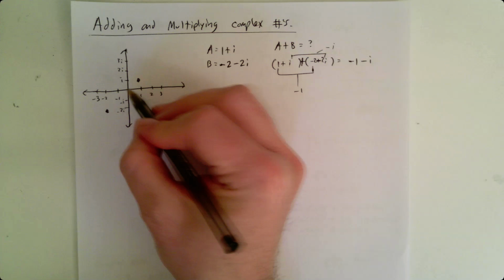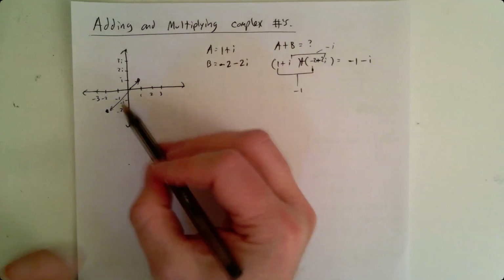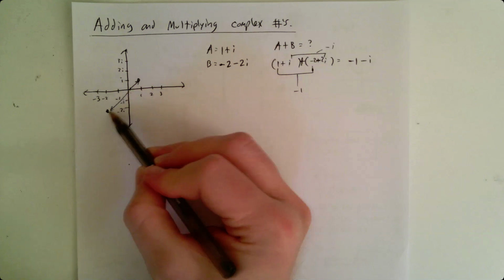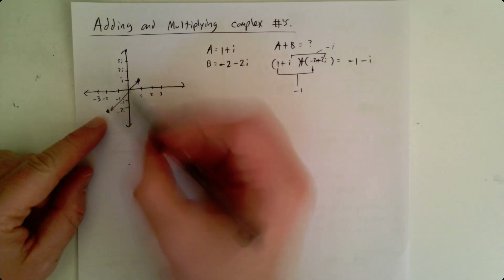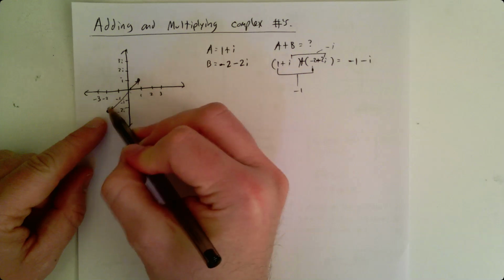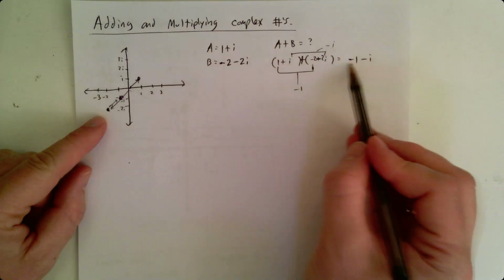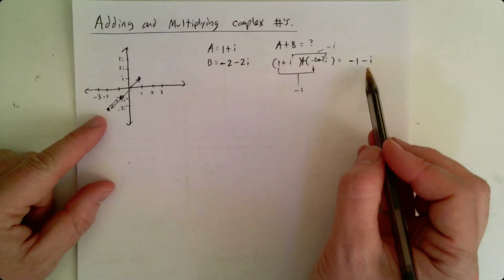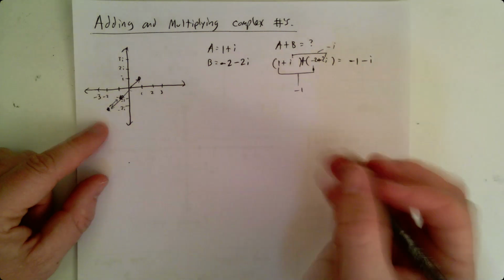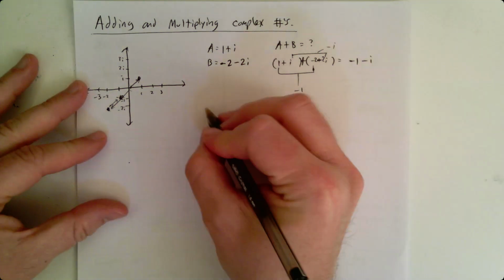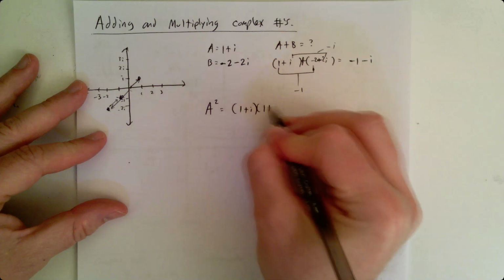This works the same way that vector addition works. So if I imagine following a vector, like a position vector that goes to the first complex number, and then from that point I add in the other vector, that takes me to the point that I actually ended up with as their sum, so the -1 minus i. So you can think about it just the same as vector addition. Okay, what about multiplication? So let's do a squared for a minute. So 1 plus i times 1 plus i.